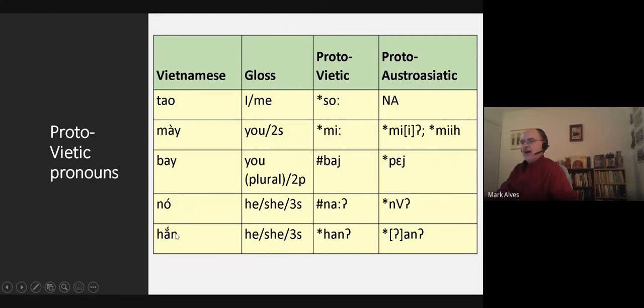Also, Han, there we go. That's probably Proto-Austroasiatic. I'm not 100% sure, but I think it is probably related to this form. So for I, you, he, she, it, we have some very native forms here.